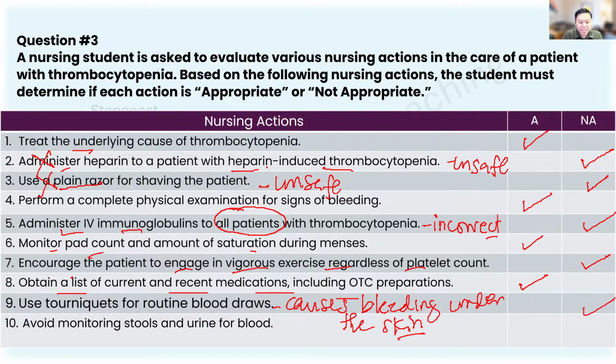What about number 10? Avoid monitoring stools and urine for blood. No, this is incorrect. We should be monitoring their stools and also their urine in order for us to see if there is now involvement of their GI or, let's say, the genitourinary tract, which could be a sign that there is an internal bleeding. So we're going to put that as not applicable because the statement or the action is incorrect.